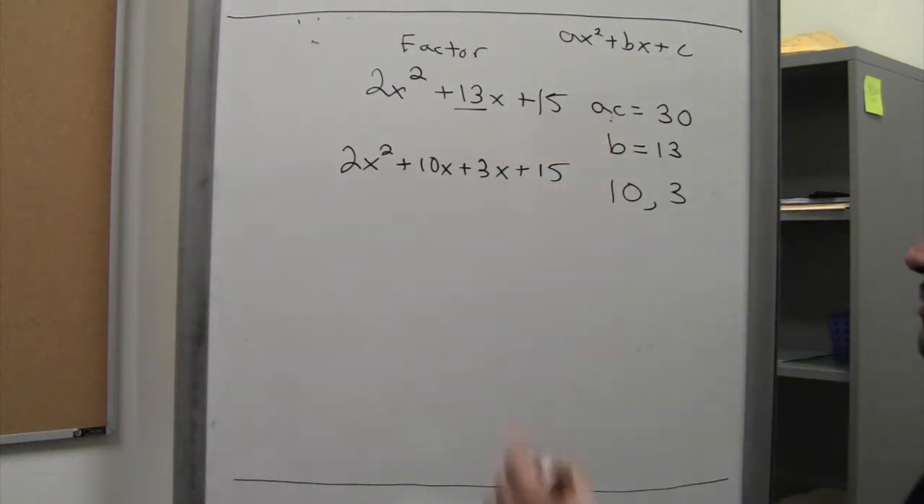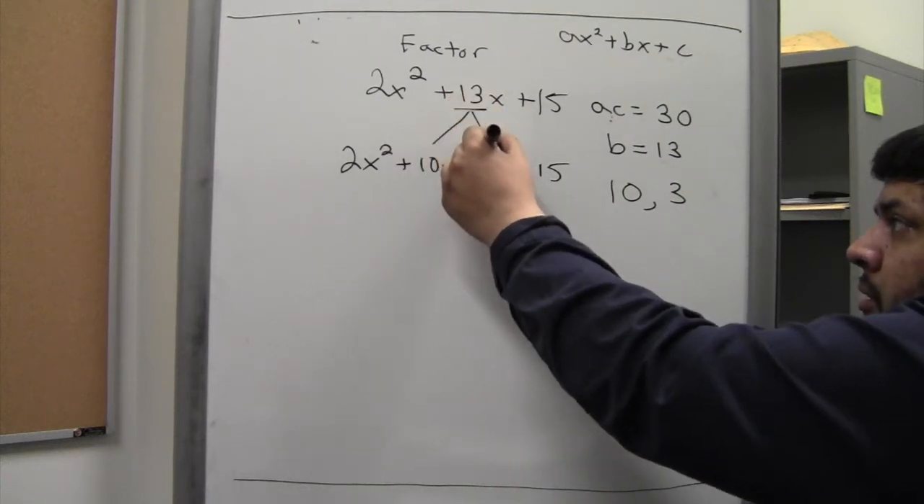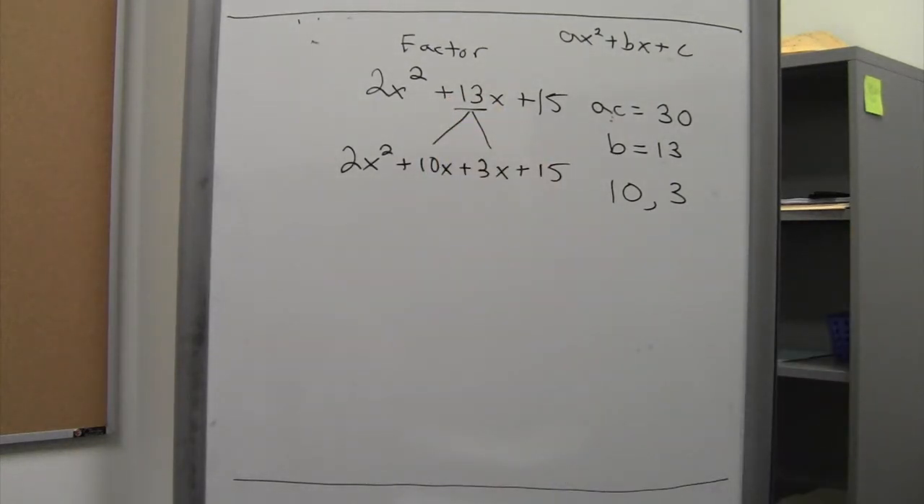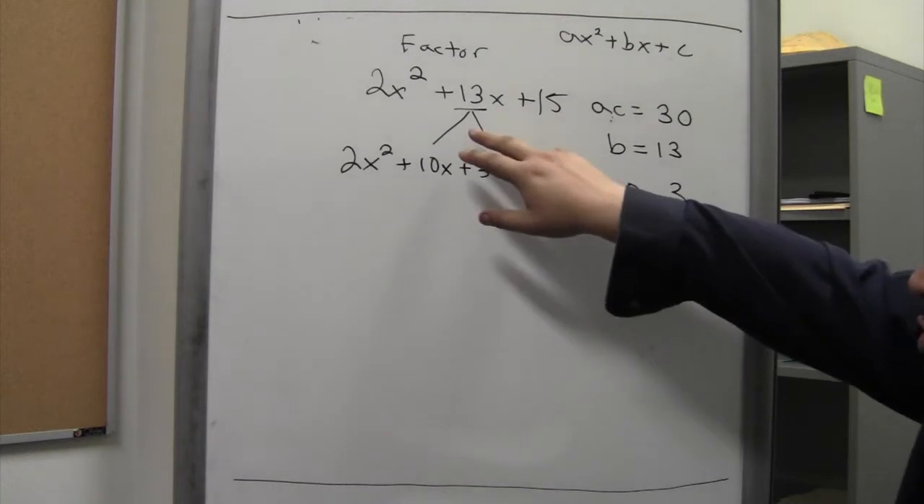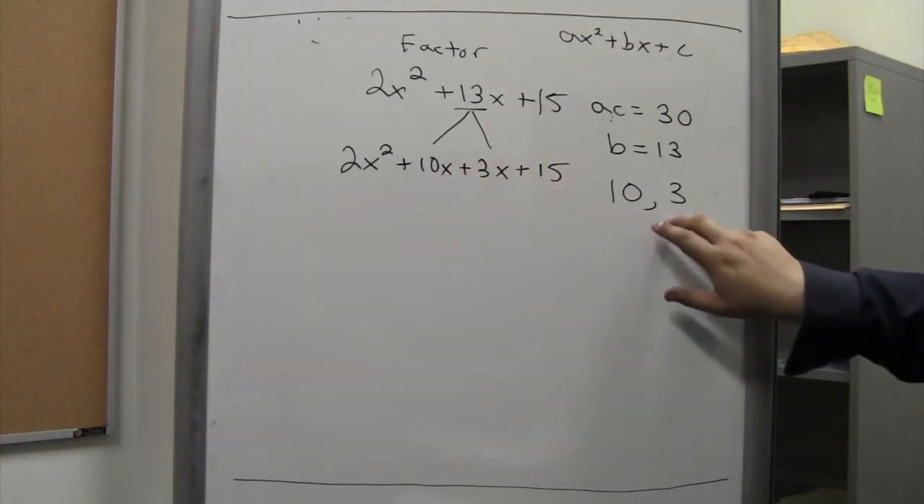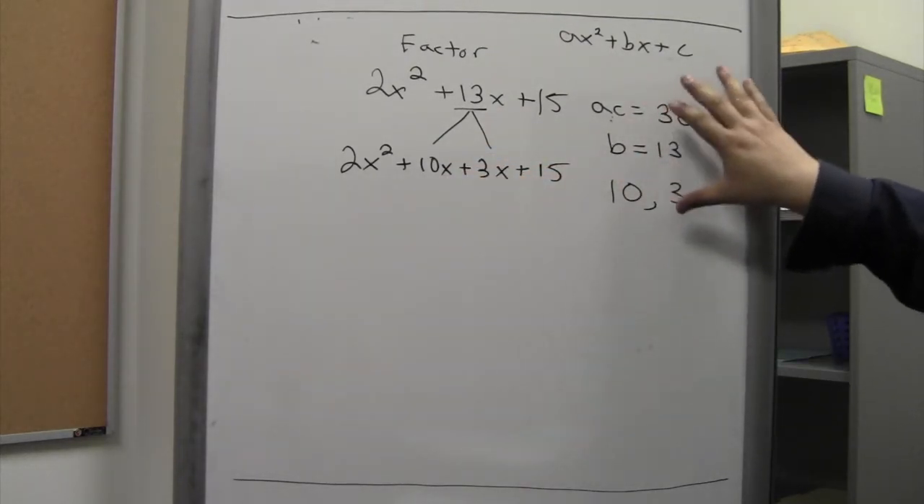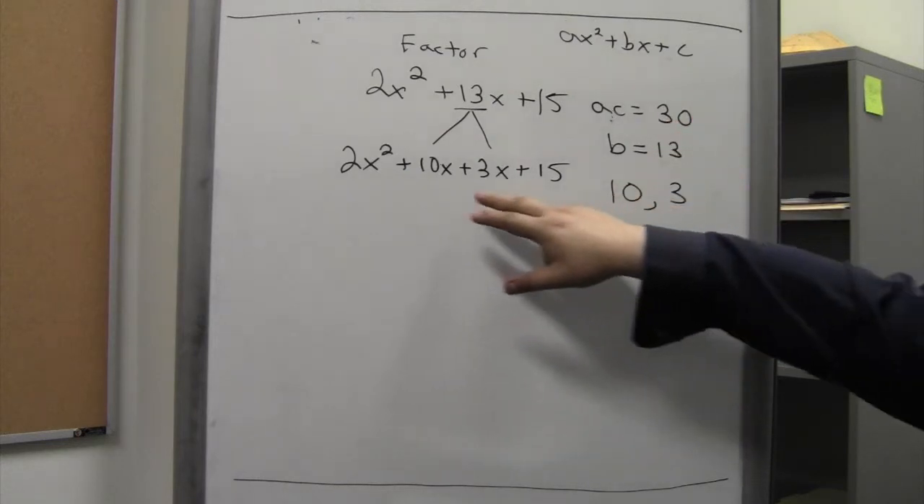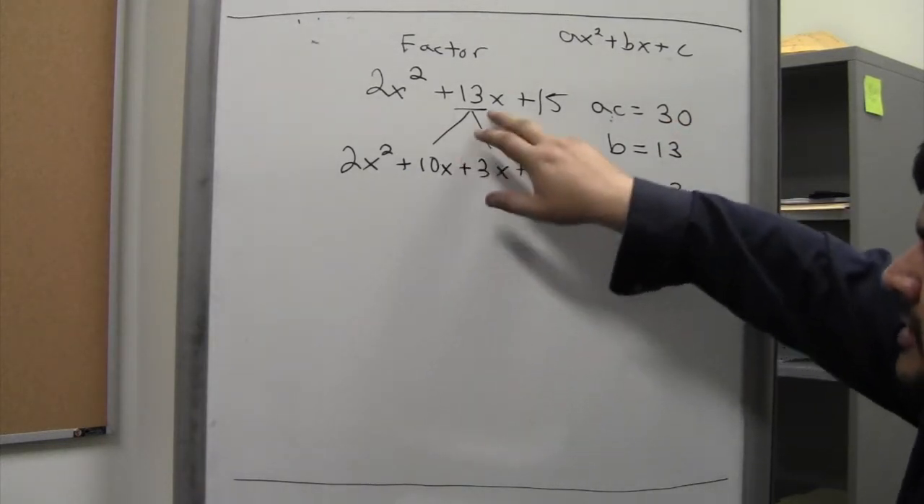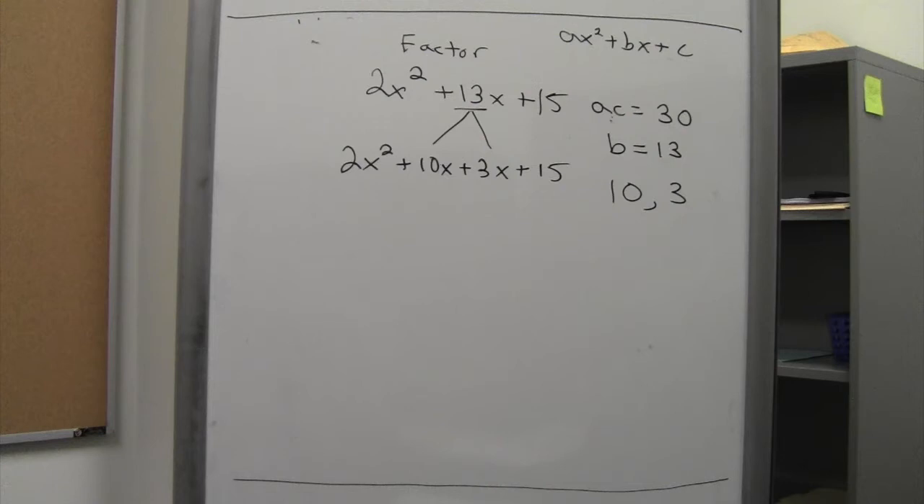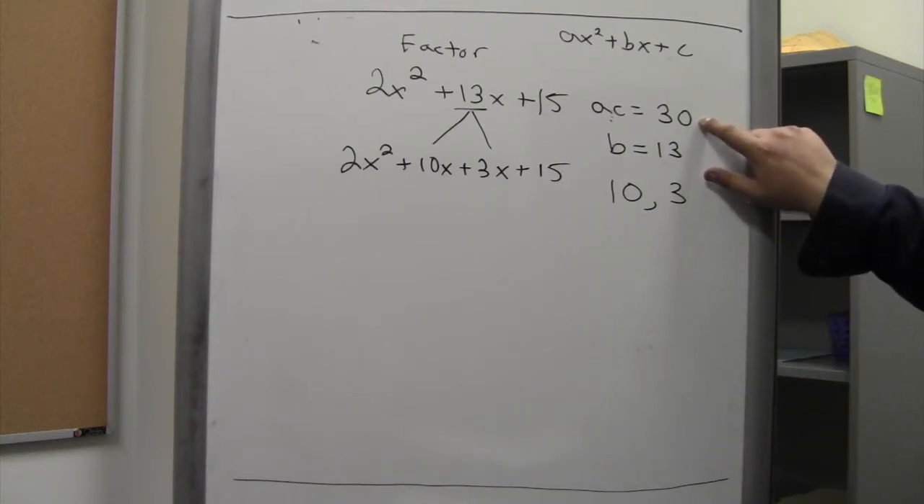So the key part is we have to split this number into two numbers, okay? Those two numbers are found by doing this AC process over here. You could not have done this by picking any other numbers that equal 13. For example, if we would have picked 11 and 2. Well, 11 plus 2 does equal 13, but remember, it has to satisfy this condition. 11 times 2, that does not equal 30.